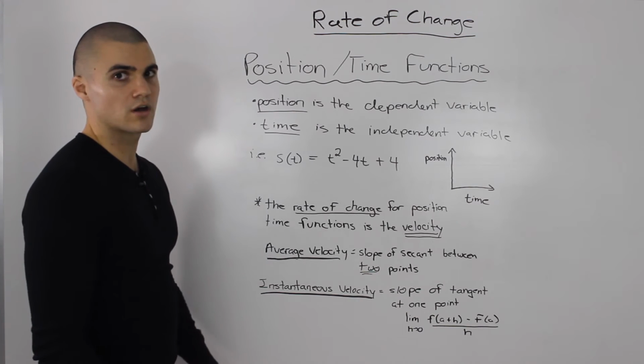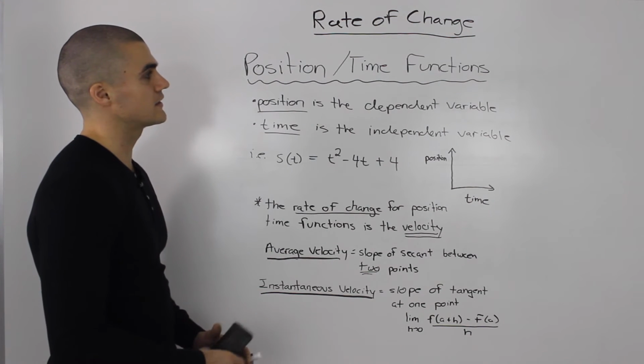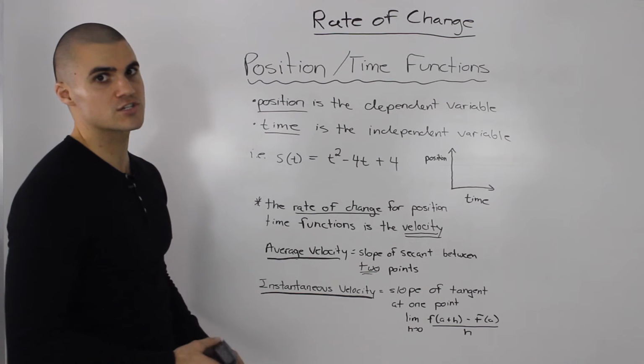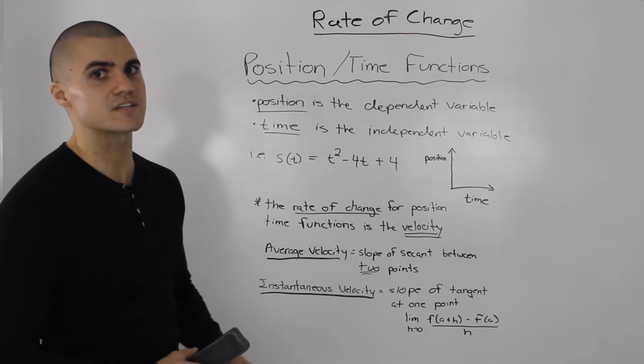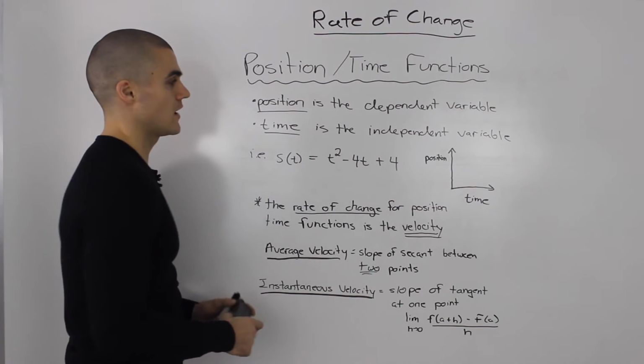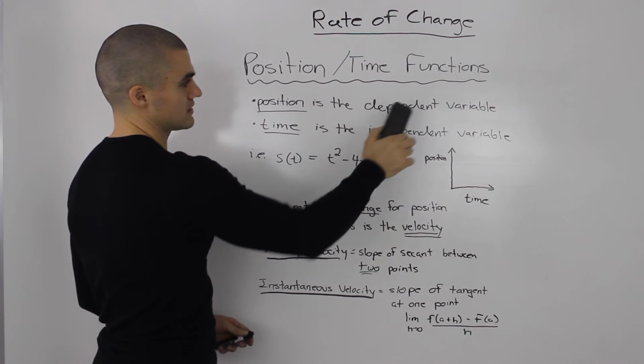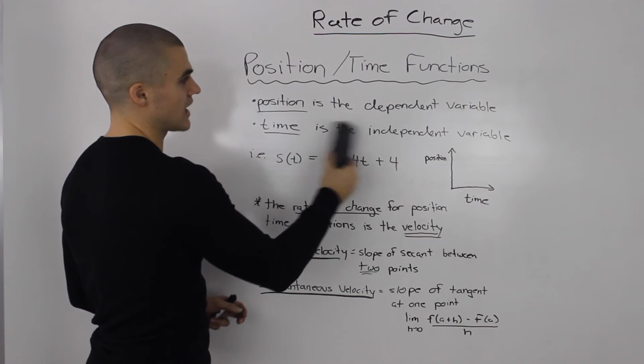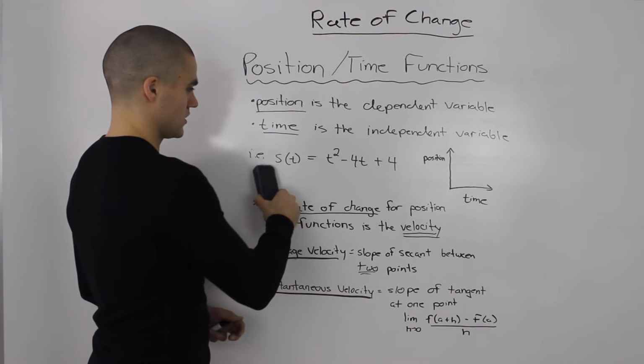Just one more note on this chapter. A specific case of rate of change that you'll be dealing with is position and time functions, or position and time graphs. So the position is the dependent variable. The time will be the independent variable.